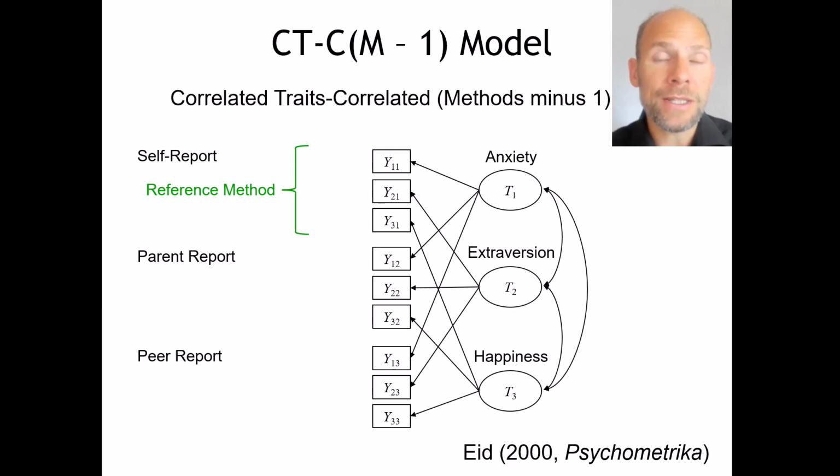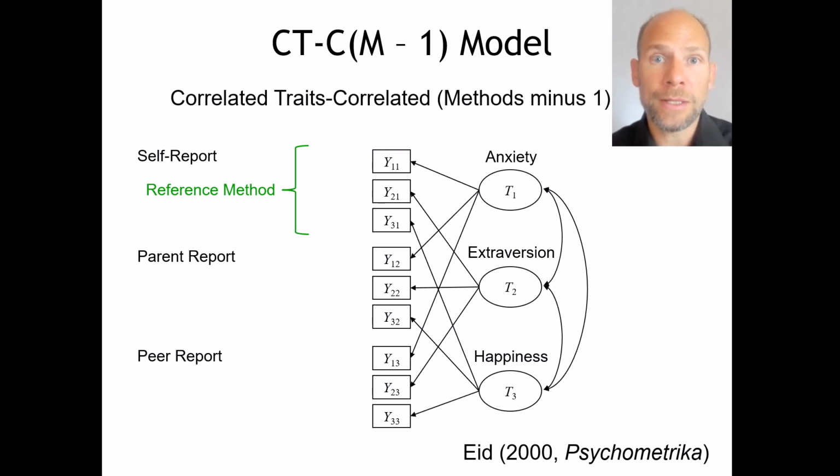For the reference method, we do not include a method factor, because that is used as our gold standard, or as the reference that defines what the traits mean or how the traits are best measured. Now, the self-report in this case may not be the best choice. Perhaps parent reports would be more valid, especially with younger children. So this is something that the researcher has to decide based on theoretical and substantive and/or empirical reasons.